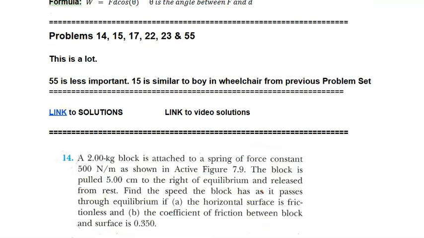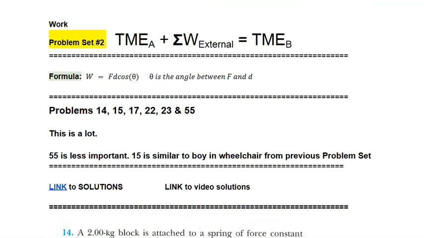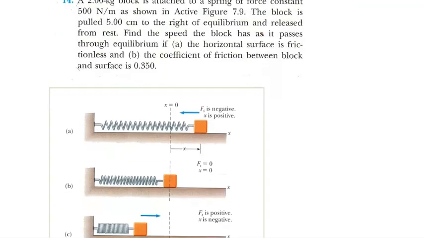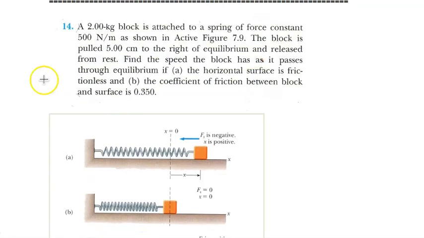All right, people, these are the solutions to TME plus work external equals TME at a different point. So question 14, you have a 2 kilogram block attached to a spring of force constant K equals 500 newtons per meter. Make sure you're comfortable with those units. It is pulled 5 centimeters or 0.05 meters to the right from equilibrium or unstretched.